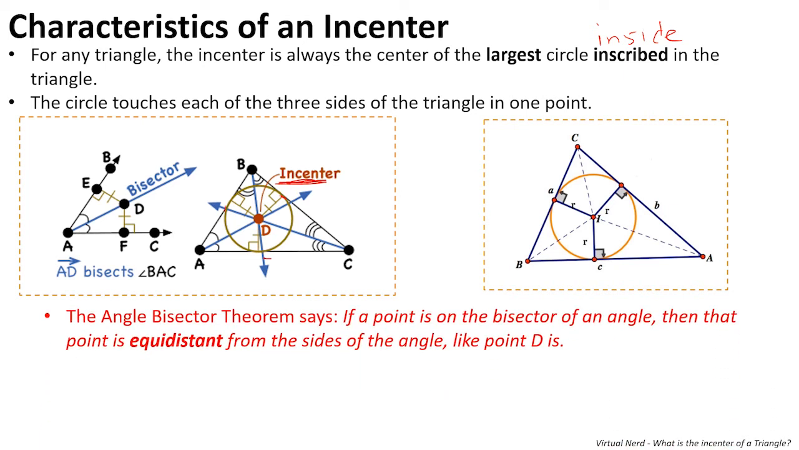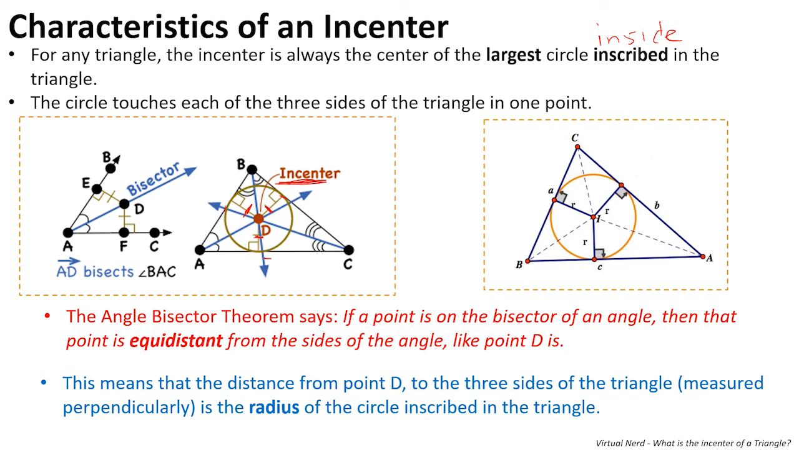Also, the angle bisector theorem, so let's remember this. It says if a point is on the bisector of an angle, then that point is equidistant from the sides of the angle, like point D. So that will make these sides congruent. And this means that the distance from D to the three sides of the triangle is the radius of the inscribed circle. So these sides are congruent or equal, and that will make these the radius. So the perpendicular bisectors are also the radii of the circle inscribed inside of the triangle.